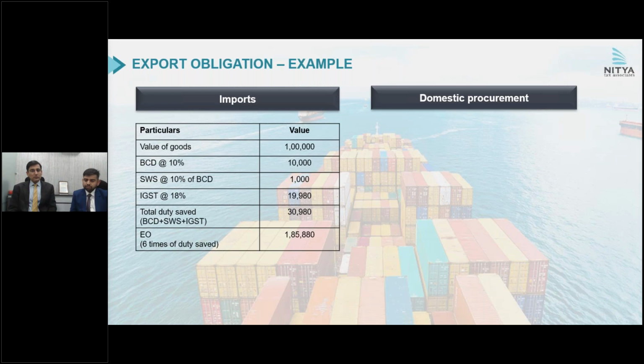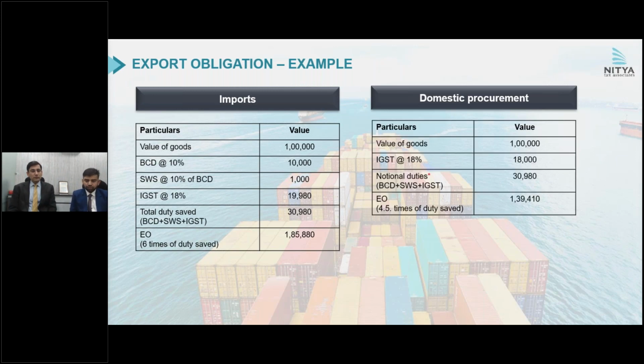And simultaneously, suppose a manufacturer procured from the domestic market. The value of goods is, say, 1 lakh only, IGST paid 18,000. Then they will compute notional duties saved, which include BCD and SWS in a similar manner. So the total duty saved comes out to 30,980. But as I explained in the previous slide, for domestic procurement, 4.5 times the duty saved is the export obligation, which comes out to 1,39,410.